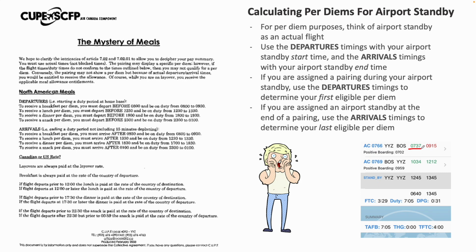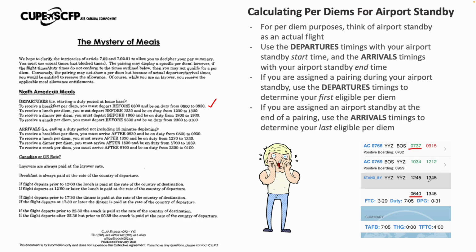Toronto to Boston, that departed at 7:37 a.m. Check-in time was 6:40. To get a breakfast per diem, I had to depart before 8 a.m. Yes, I did, and was on duty from 8 to 9:30, so breakfast is the first per diem I'm entitled to.